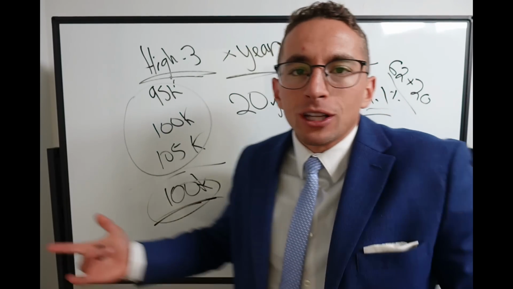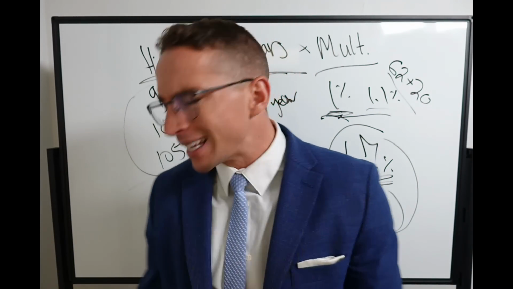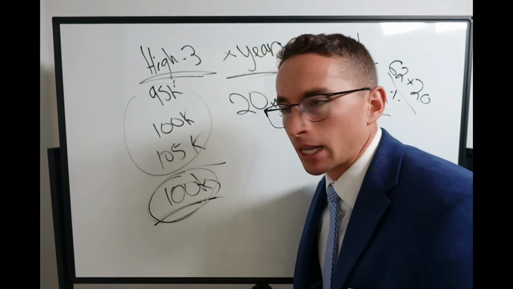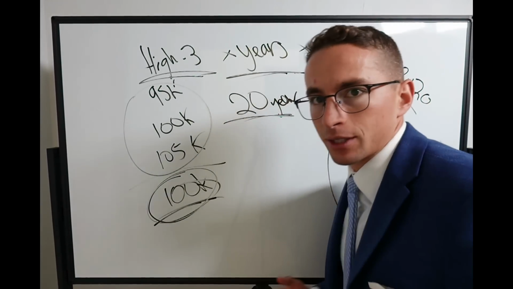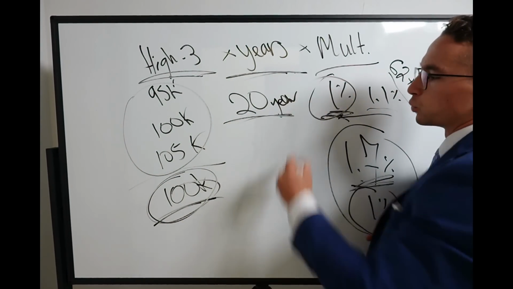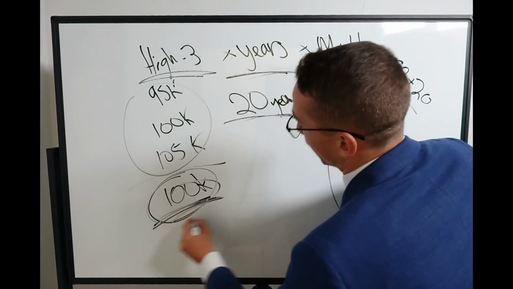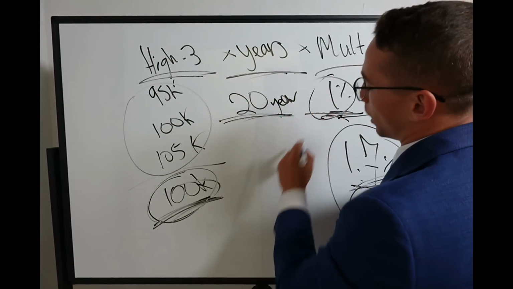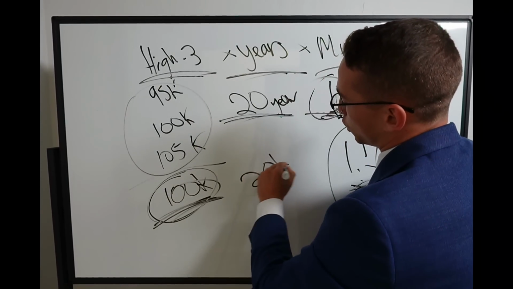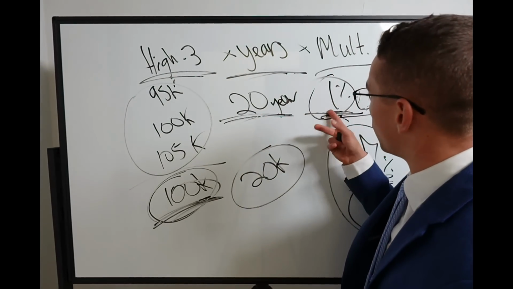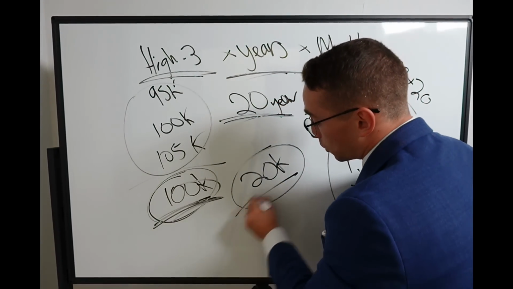So long story short, let's do some math. Let's do a simple scenario. Let's say your high 3 is 100,000, you have 20 years of service, and your multiplier is 1%. What we have to do is just multiply all those things together. So 100 grand multiplied by 20, multiplied by 1%, equals $20,000.